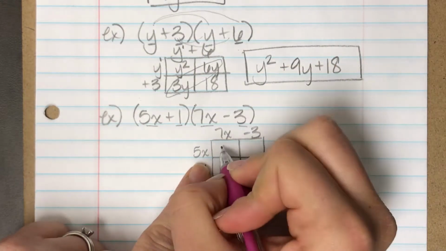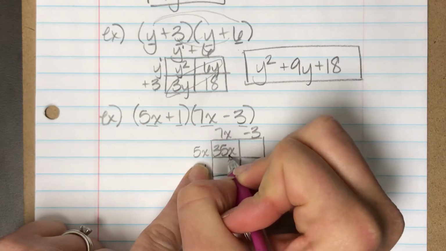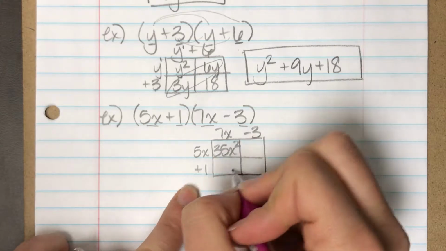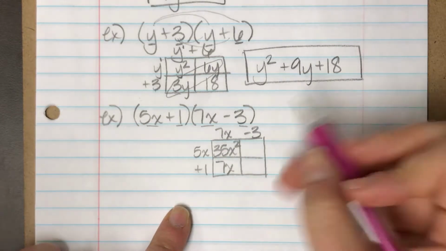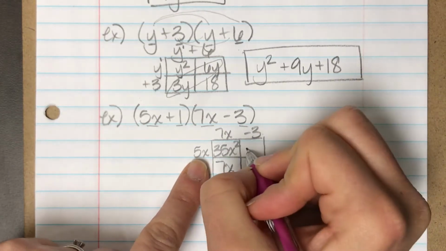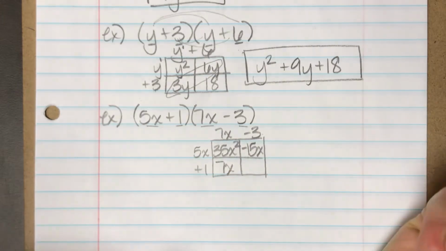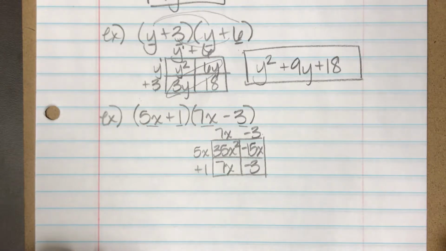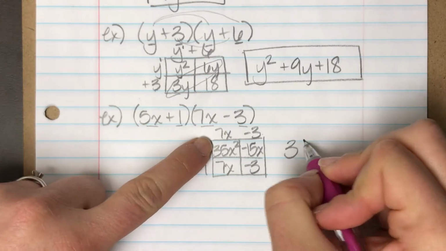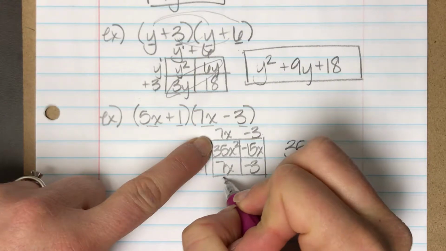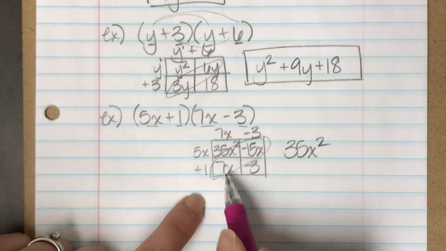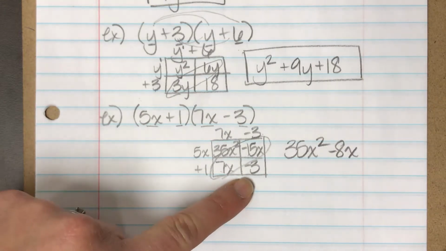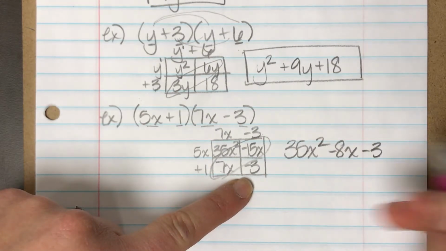And then I'm going to fill in the multiplication chart. 7x times 5x is 35x squared. X times x is x squared. 7x times 1 is just 7x. Negative 3 times 5x would make negative 15x. Negative 3 times 1 is negative 3. And again, 35x squared doesn't have any like terms. Combine those two like terms, positive 7 and negative 15 would make negative 8x. And then minus 3 at the end.